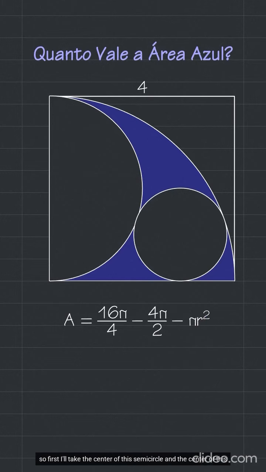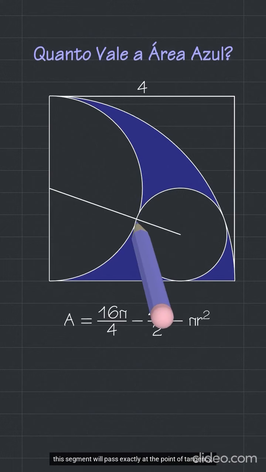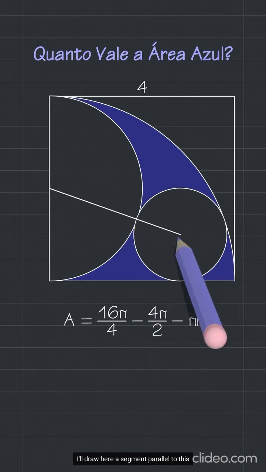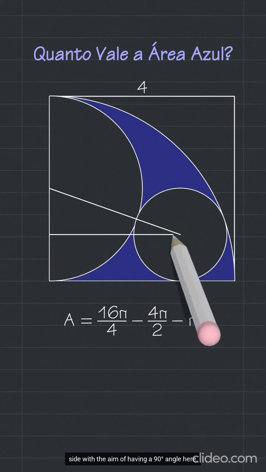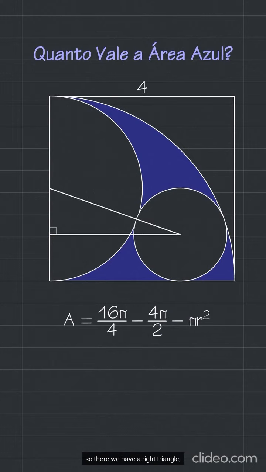So first I'll take the center of this semicircle and the center of this circle, and I'll join them there, as this semicircle is tangent to this circle. This segment will pass exactly through the point of tangency. I'll draw here a segment parallel to this side with the aim of having a 90 degree angle here. So there we have a right triangle.